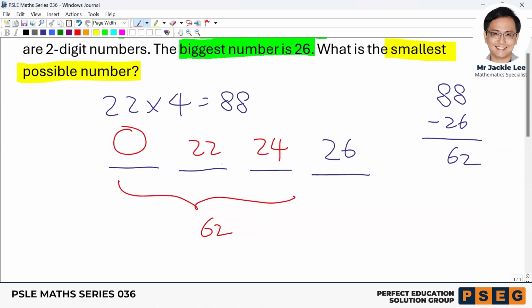So therefore, for the smallest possible number, we should have 62 minus 24 minus 22. And then the answer will end up 16.